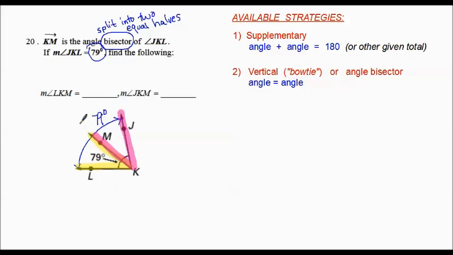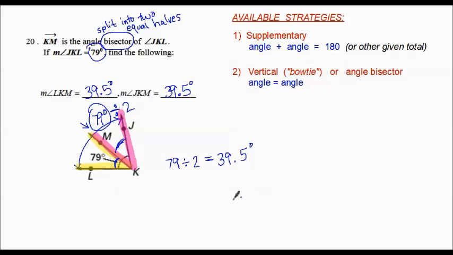Well, if the middle line here is the bisector, that means that 79 got split into 2. In other words, divided by 2. So that's what we need to do. 79 divided by 2 is equal to 39.5 degrees. And because they're two equal halves, that should be the same measure for each angle. So the key word in this problem was understanding that bisector means just cut in half. In other words, divide by 2.